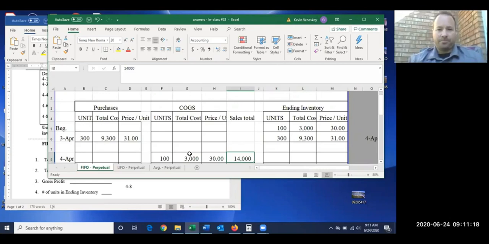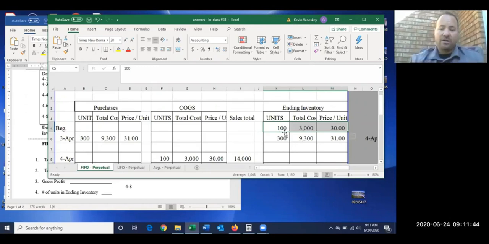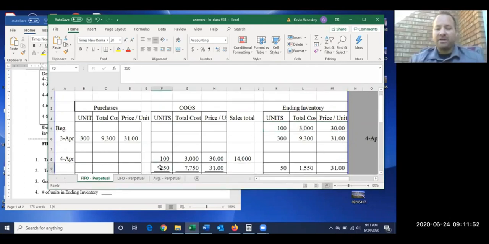So we're doing FIFO. I'm selling 350 items. Well, when I'm selling 350 and I'm doing FIFO, I'm selling all of these guys first. The 350 first in, first out. These 100 all come over here and are deemed to be sold. So then I have left 250 to get to that 350 that I sold. 250 that I got to take out of here at this price. So what I'm going to do is take 250 at $31.